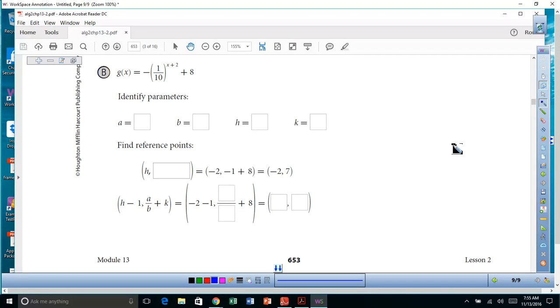So you have g of x equals negative 1 over 10 to the x plus 2 minus 8. So what does that tell you? Well, A is negative 1, B is 1/10, H is negative 2, and K is 8.